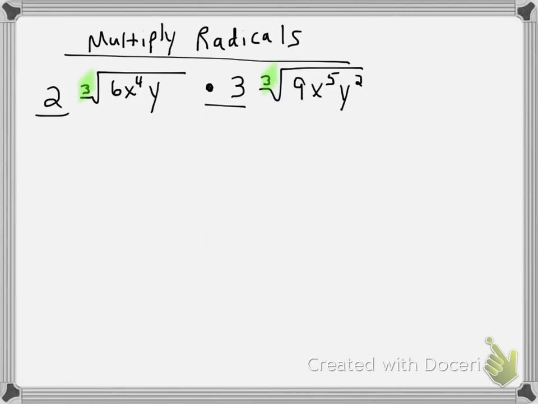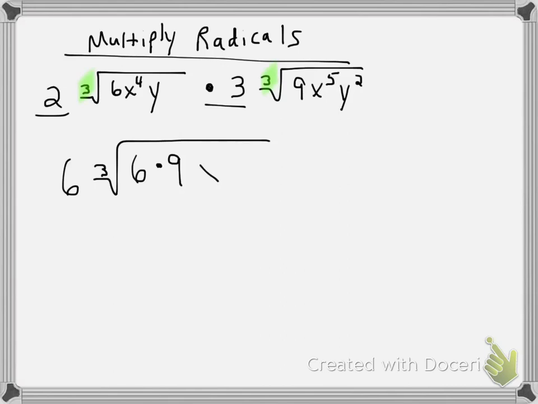I'm going to start by just multiplying what's outside. 2 times 3, so I end up getting 6. Now I'm going to start to rewrite all of this stuff underneath a single radical. I'm going to start out by just saying it's 6 times 9. I'm actually not going to multiply that together. Most of you are going to. You don't need to.